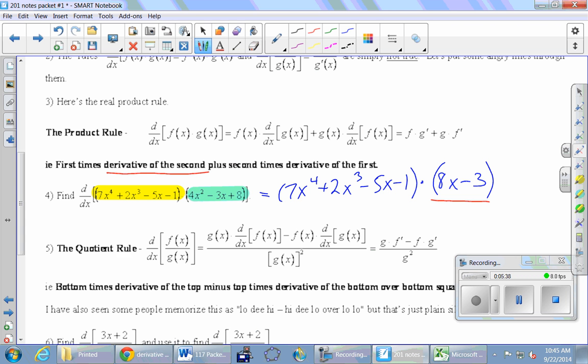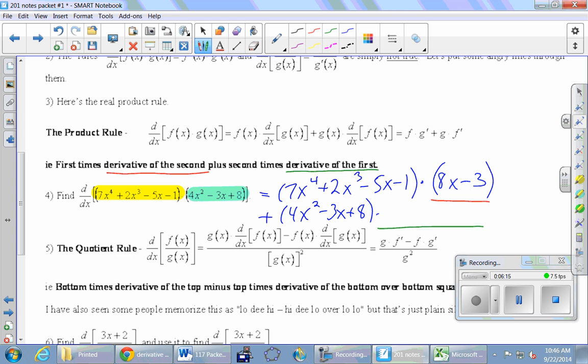The next thing in the product rule says plus. Plus. Continuing in the product rule, second times derivative of the first. Second, you just copy it. It's highlighted in blue. 4x squared minus 3x plus 8. Times, so another multiplication, the derivative of the first. The first is in yellow. We need to find its derivative.